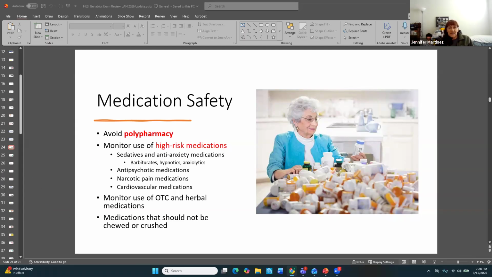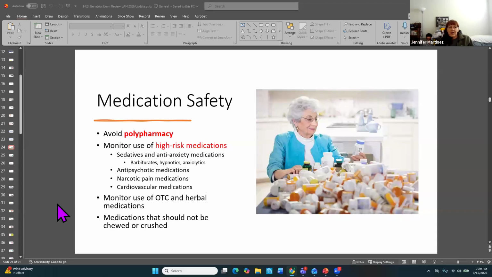So sedatives, anti-anxiety medications, those are your barbiturates, your hypnotics, your anxiolytics. The antipsychotic medications generally are much more dangerous in the older adult. So we are very careful when we're using those. Narcotics as well, they alter mental status, increase the risk for falls. They're also at a higher rate for potentially overdosing on these medications or taking too much, or they have interactions with other over-the-counter medications. And then, of course, our cardiovascular system.